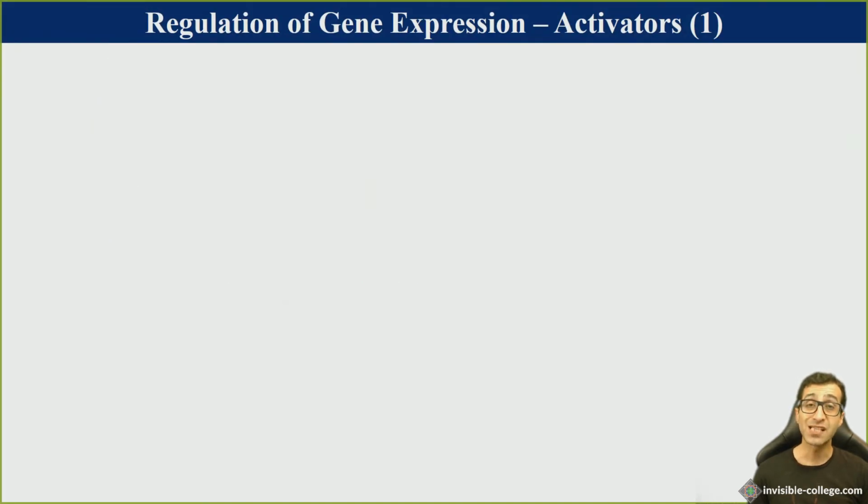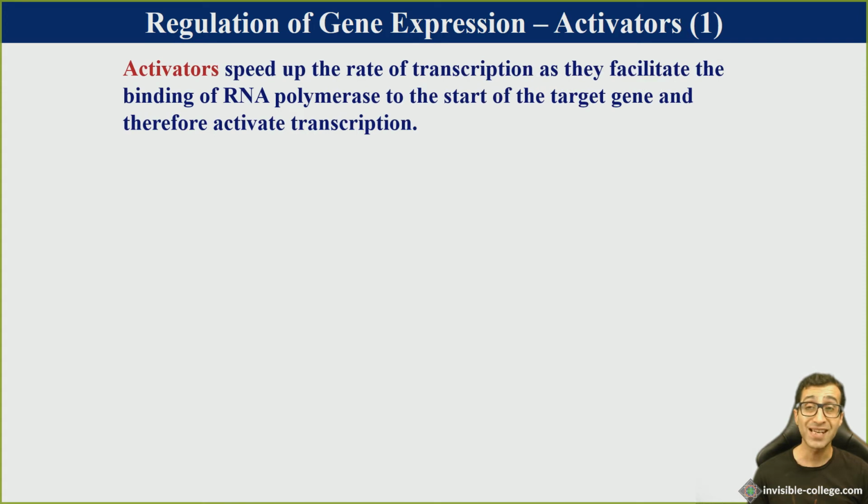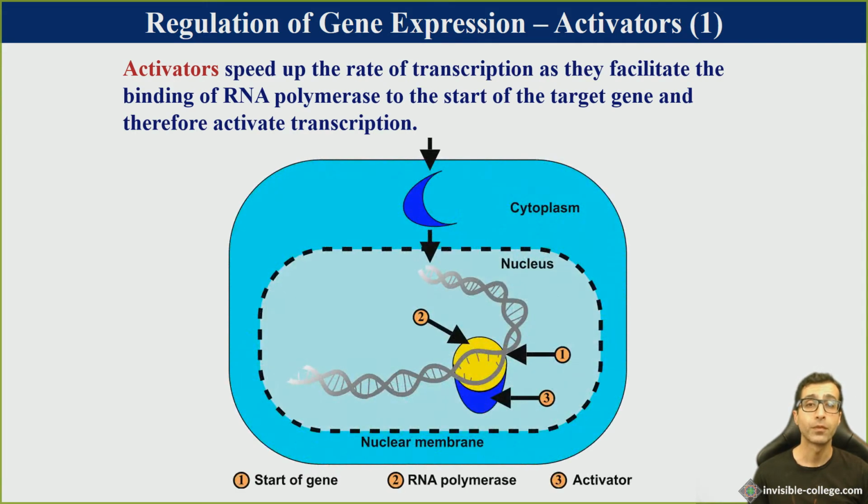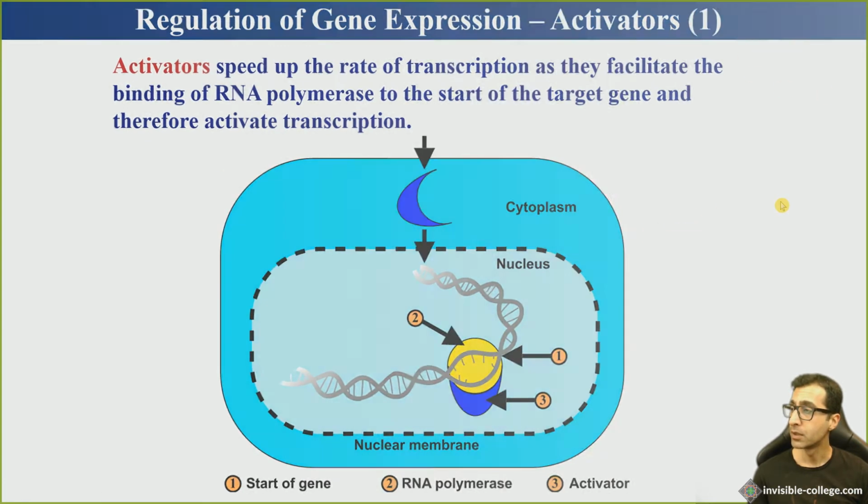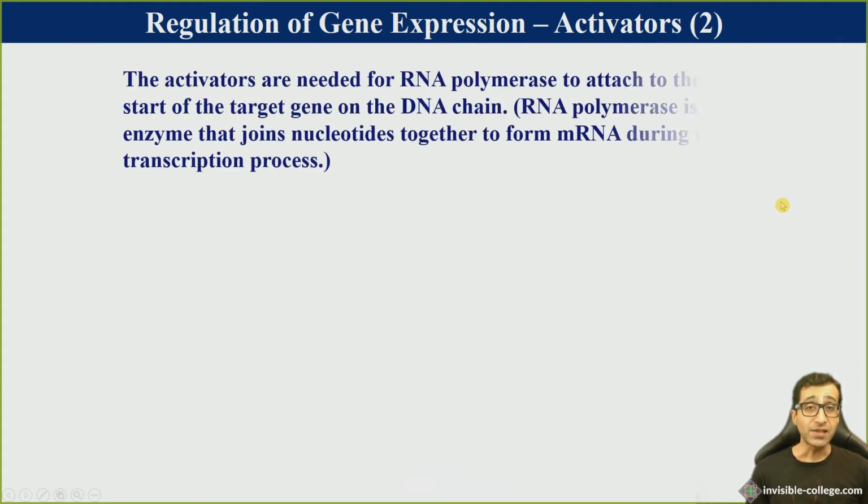So activators will speed up the rate of transcription because they facilitate the binding of the enzyme RNA polymerase at the start of the target gene, and therefore they activate transcription. So we see how this works in this diagram here. So the activators are needed for RNA polymerase to attach itself to the start of the target gene on the DNA chain. The RNA polymerase, again, is the enzyme which joins nucleotides together to form the mRNA strand during the process of transcription.